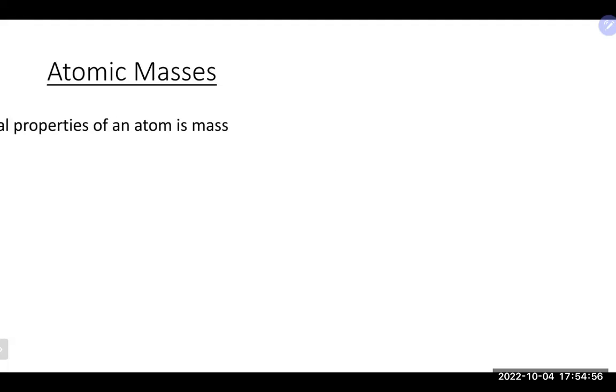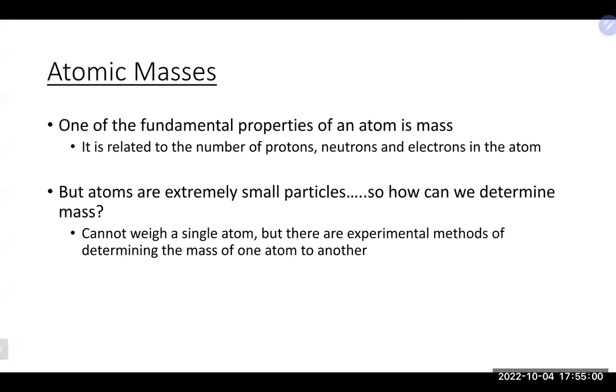So let's start with atomic masses. One of the fundamental properties of an atom is obviously its mass, which is related to the number of protons, electrons, and neutrons that we see. It is actually the number that we see on the bottom of the periodic table there underneath the symbol, is its atomic mass.